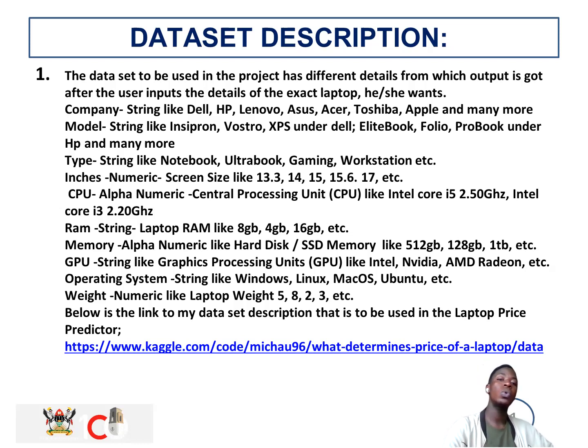When you go to the CPU, the central processing unit, like the Intel Core i5 with the speed of 2.5 gigahertz, and the Intel Core i3 with the speed of 2.20 gigahertz. The RAM, which is a string like 8 GB RAM, 4 GB RAM, 16 GB RAM. Then when you go to the memory, the storage, it is 512, 128, and the operating system like Windows, Linux, macOS, Ubuntu, and many more. Then the weight, like 5 kgs, 8 kgs, 2, like that.